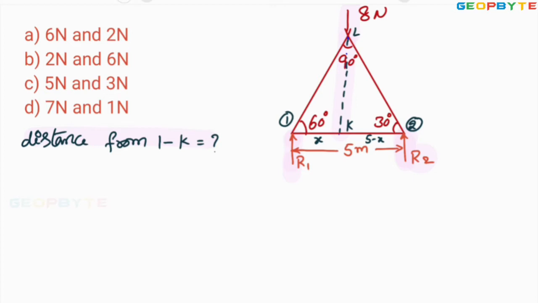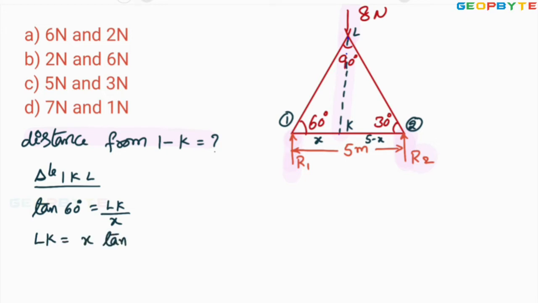Let us take the right angle triangle 1KL. From the right angle triangle 1KL, tan 60 degrees equal to LK divided by x. From this, LK equal to x tan 60.